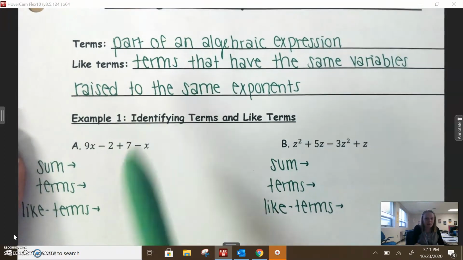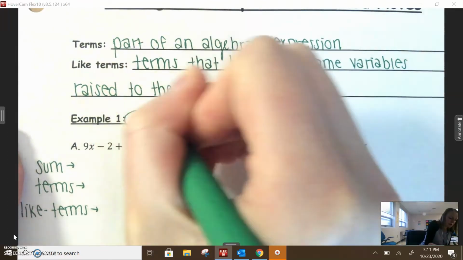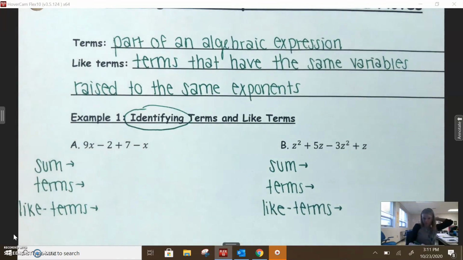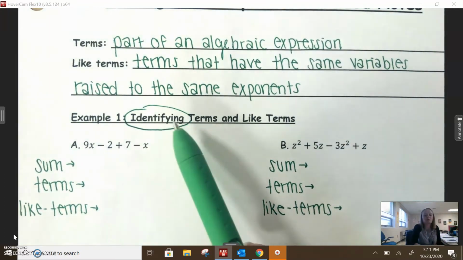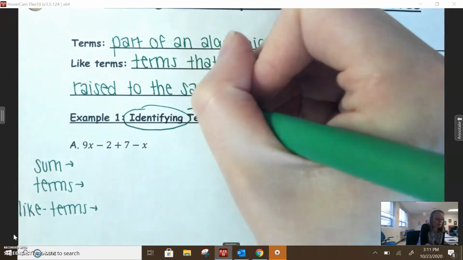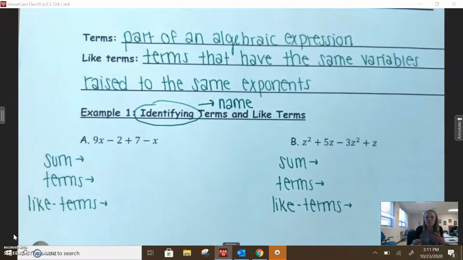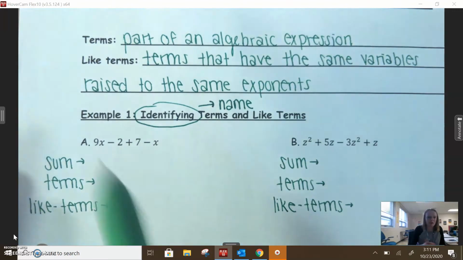So we're going to put these words to use now. Right here, in example 1, we're going to be identifying terms and like terms. When we do these types of problems, it's really important that we're looking at the directions. The word identify here really just means name. So we're really just naming things. This is more like a language arts type of thing. We're not really solving anything, we're just naming.